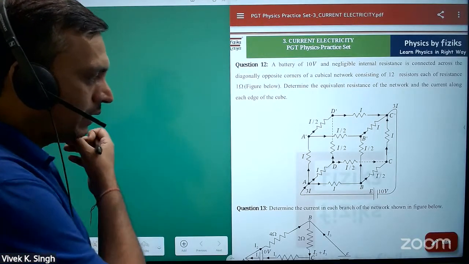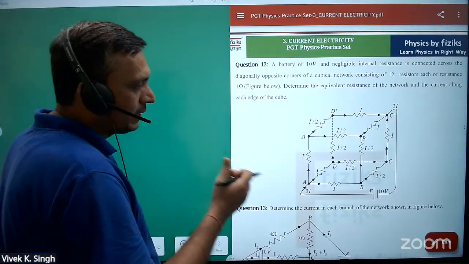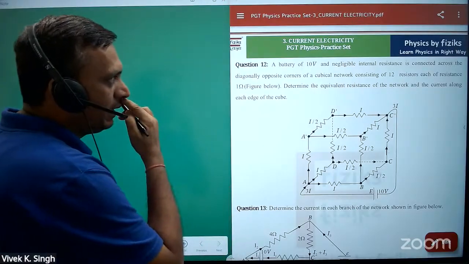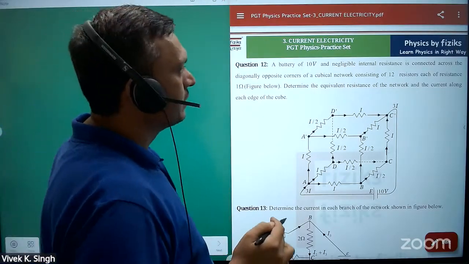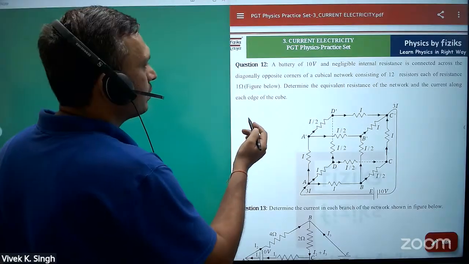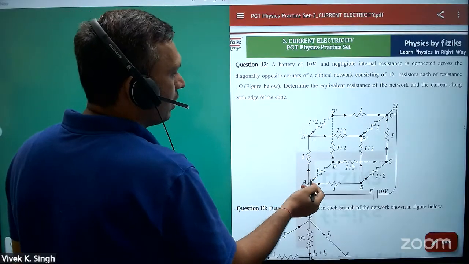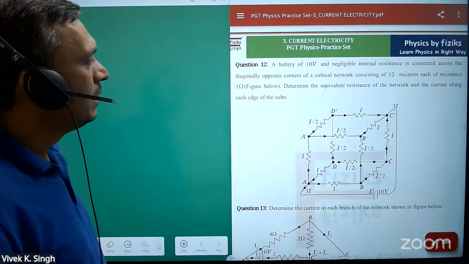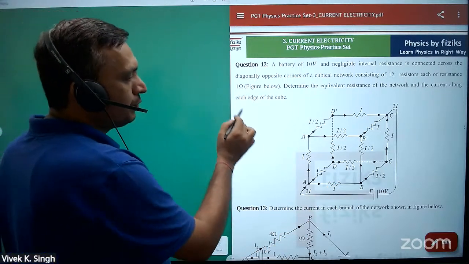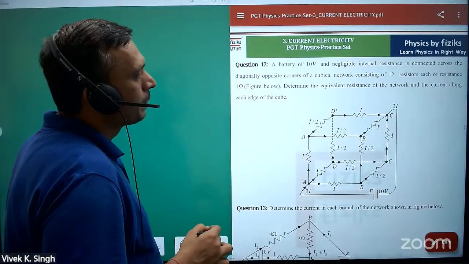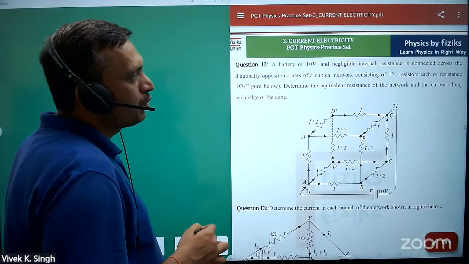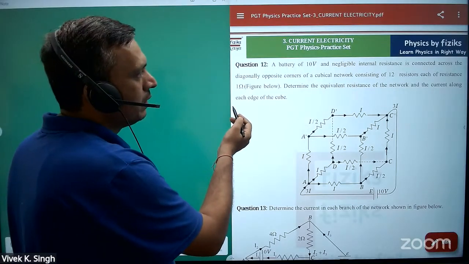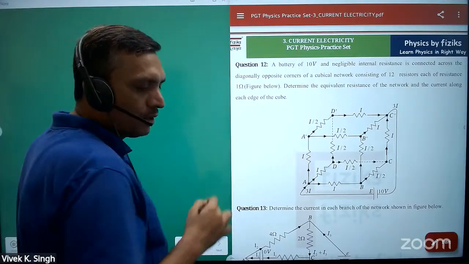In this question, it is given that there is a 10-volt battery with negligible resistance, connected across diagonally opposite corners of a cubical network consisting of 12 resistors, each of resistance 1 ohm. Determine the equivalent resistance of the network and the current along each edge of the cube.